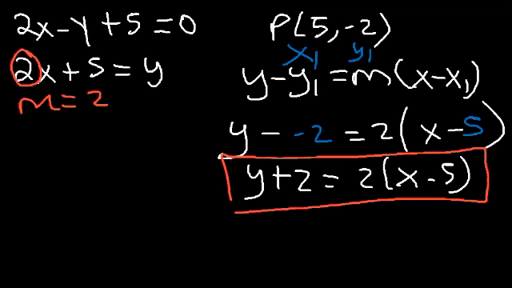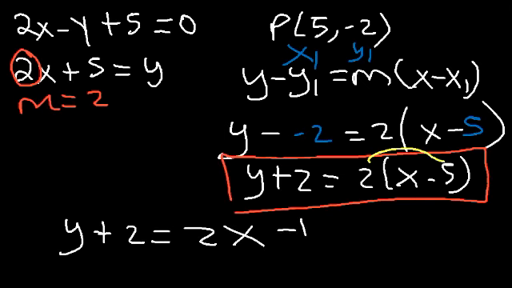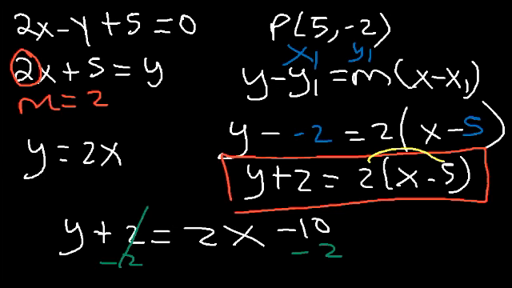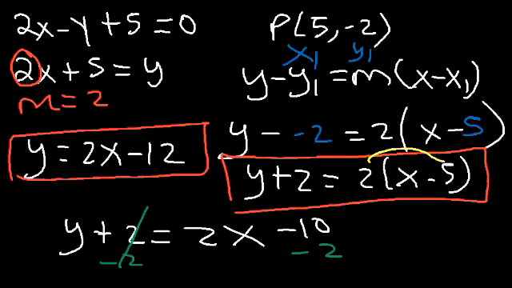So now let's convert it to slope-intercept form. Let's distribute the 2. 2 times x is 2x, and 2 times negative 5, that's negative 10. So now let's subtract both sides by 2. So it's going to be 2x, negative 10 minus 2 is negative 12. So this is the equation in slope-intercept form. If you plug in 5 for x, 2 times 5 is 10. 10 minus 12 is this number, negative 2. So it works.